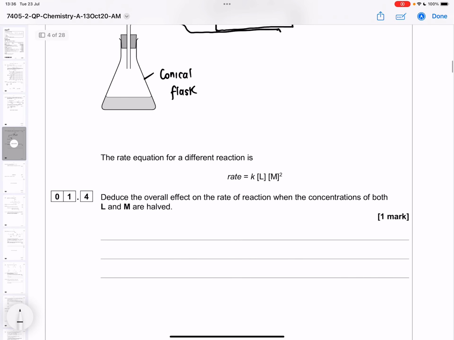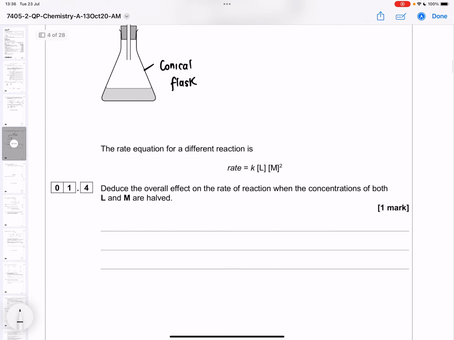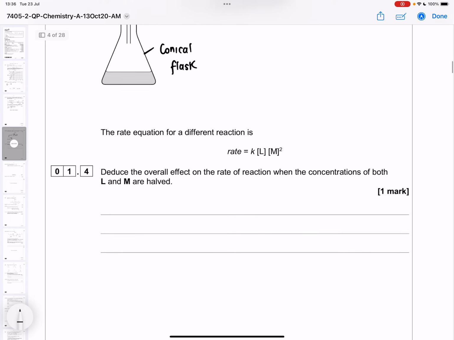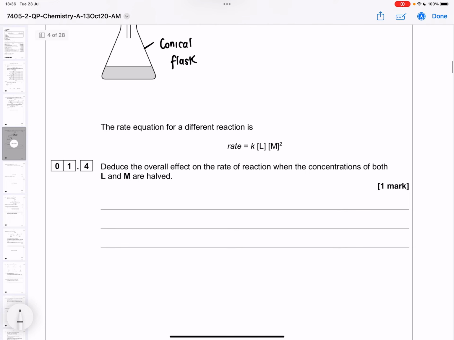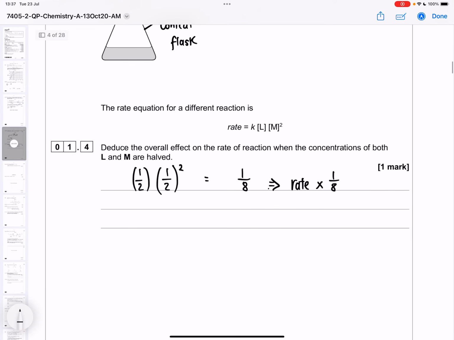It says the rate equation for a different reaction is rate equals k times [L] times [M] squared. Deduce the overall effect on the rate when the concentration of both L and M are halved. So if L is halved, and it's to the power 1, and M is halved, and that is squared, if we type that on our calculator, we will get 1 over 8. So rate is times by 1 over 8, or rate falls by 8, or rate is divided by 8.